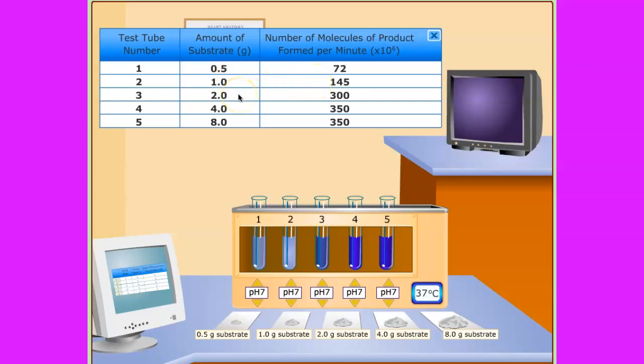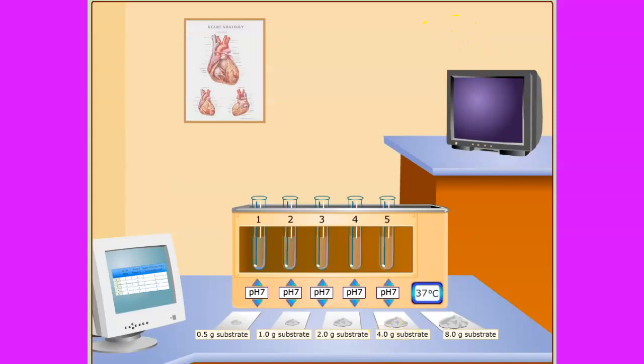For 2 grams of substrate, we had 300. For 4 grams of substrate, we had 350. And for 8 grams of substrate, we had 350. Make sure you have the data written down in your data table. And then that's it for this experiment.